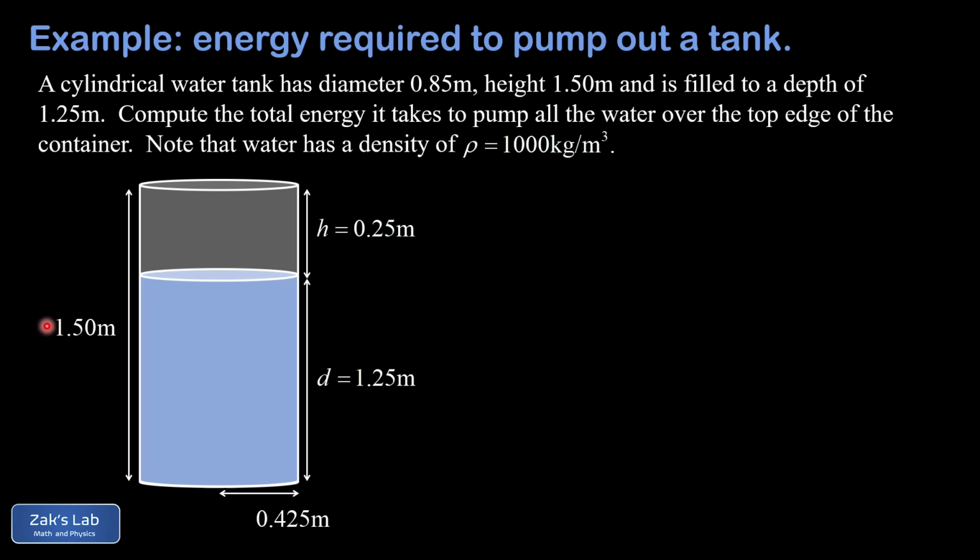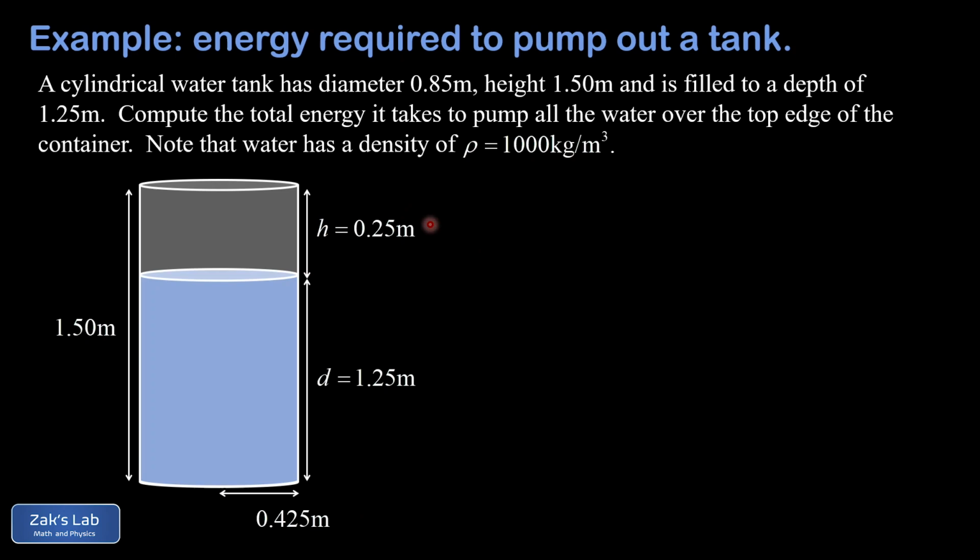So we're given a lot of specs in the problem. We're told that the total height of the tank is 1.5 meters and the depth of the water is 1.25 meters. In the original statement of the problem, we were given the diameter of the tank, but I went ahead and divided that by 2 already because I'd rather talk about radius. So that's 0.25 meters.